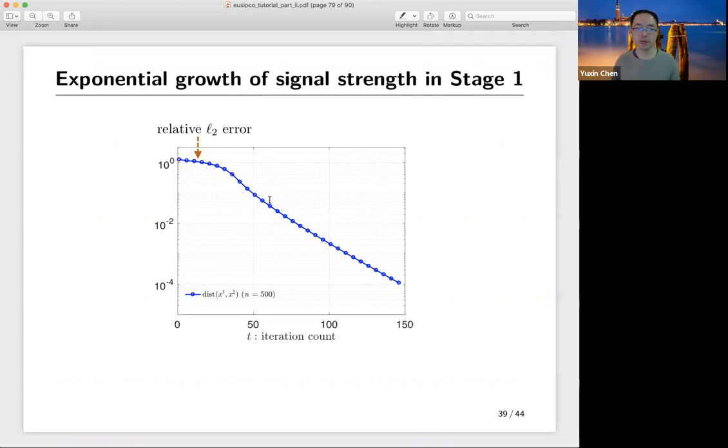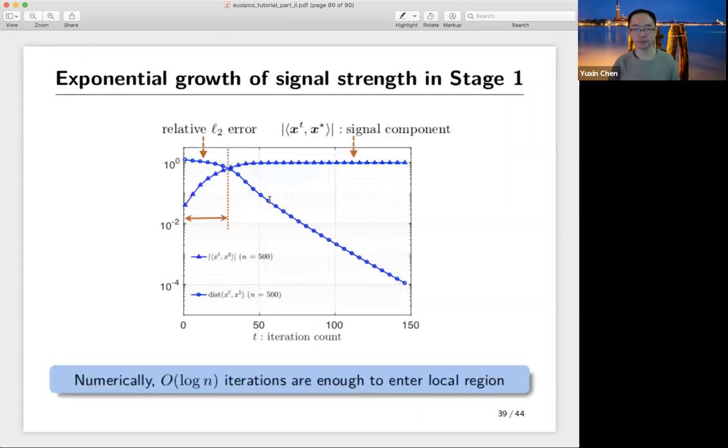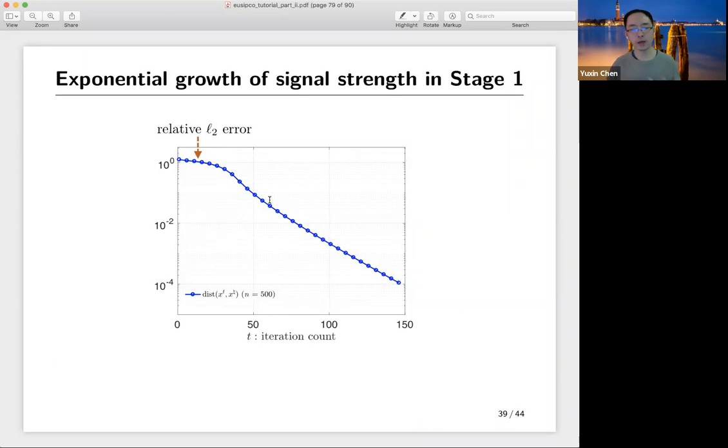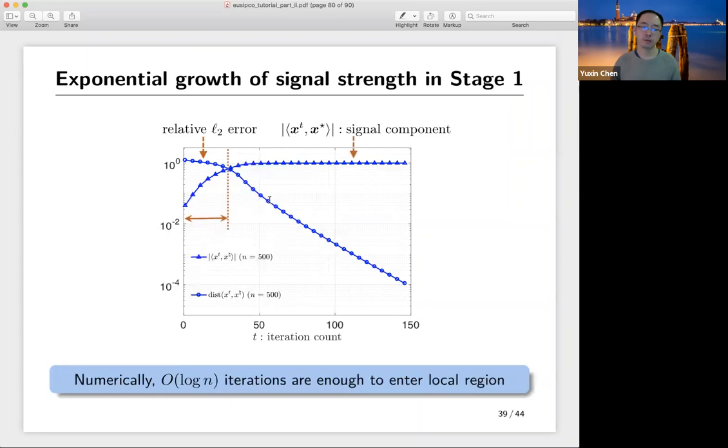Okay, so now in order to better understand this, I'm going to give you another plot that helps us understand what's happening in the first stage. This is the L2 error that you have already seen, but it's difficult to understand the first 30 iterations. So let me give you another plot. In this plot, I'm plotting the correlation between my current iterate and the ground truth solution. Now you can see that this correlation in the first several iterations blows up exponentially fast.